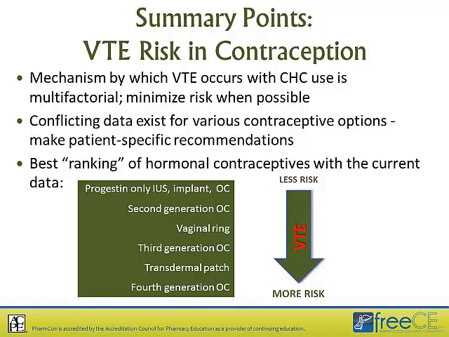So I think the lowest risk options are those that are progestin-only, including the intrauterine system Mirena, the implant, and progestin-only contraceptives. Then that would be followed by second generation oral contraceptives, the vaginal ring, and then third generation oral contraceptives, the transdermal patch, and then finally the fourth generation oral contraceptives, which, of those things that we've discussed, would incur more risk comparatively. So hopefully that helps to summarize what I've been able to cover in this pro-con argument.